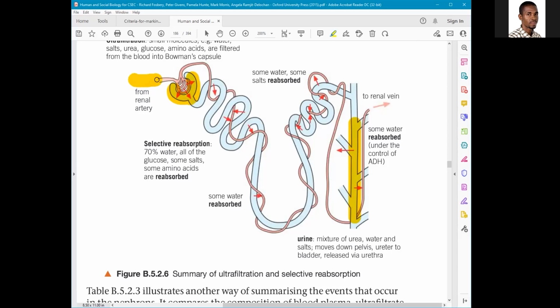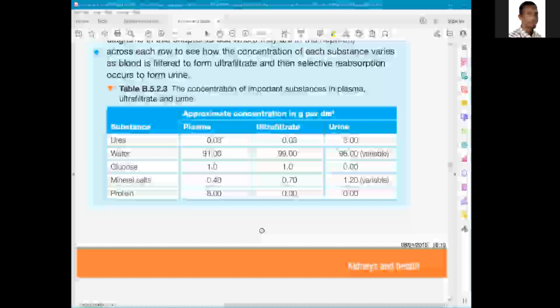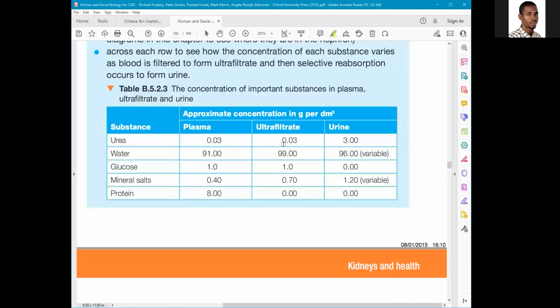What is in the plasma? We're going to compare these three: in the plasma, in the blood vessel, in the ultrafiltrate, and in the urine. So let's see what the table says. Urea. In the plasma, you have 0.03%. In the ultrafiltrate, you have 0.03%. And in the urine, you have 3%.